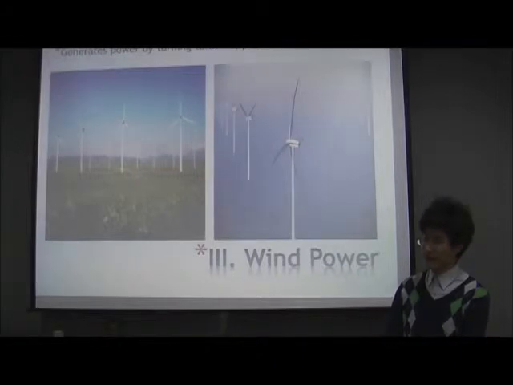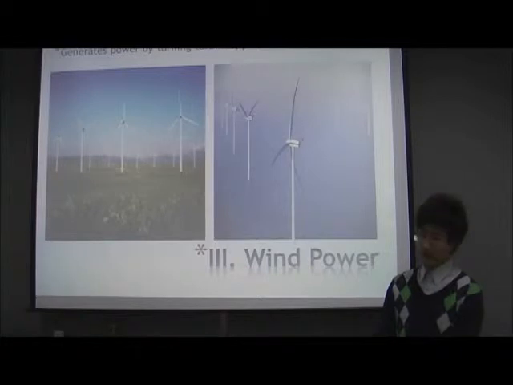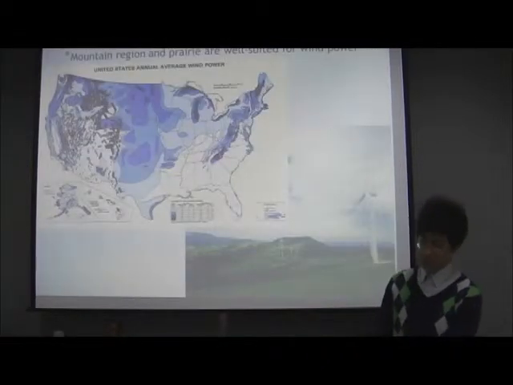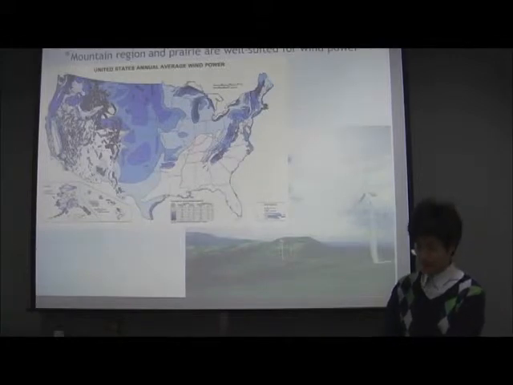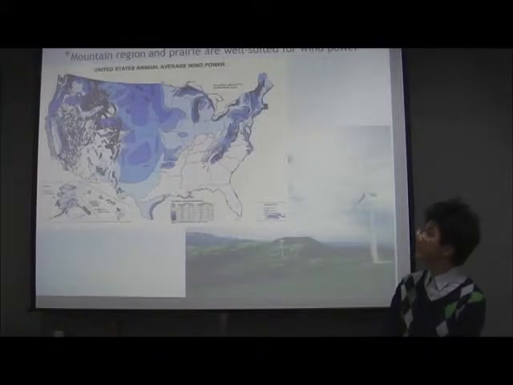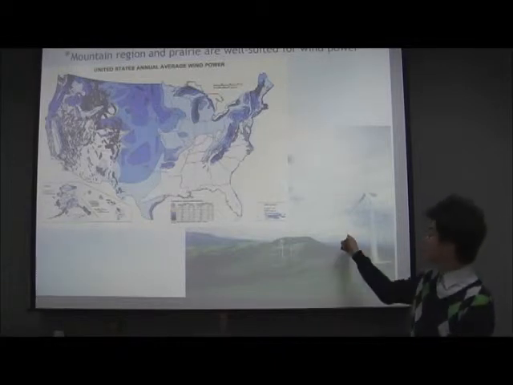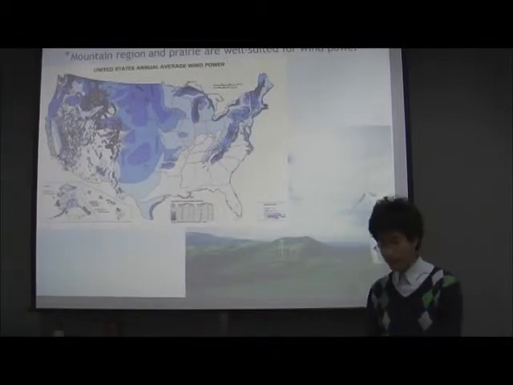Another alternative energy is wind power. It generates power by turning turbines powered by the wind. It can be produced on land or at sea, as you see in the pictures on the slide. Mountainous regions are good regions to produce wind energy. As you see, the darker the color on the US map, the better the place for wind power, because of the Rocky Mountains. And this picture is the Daegwallyeong wind farm.